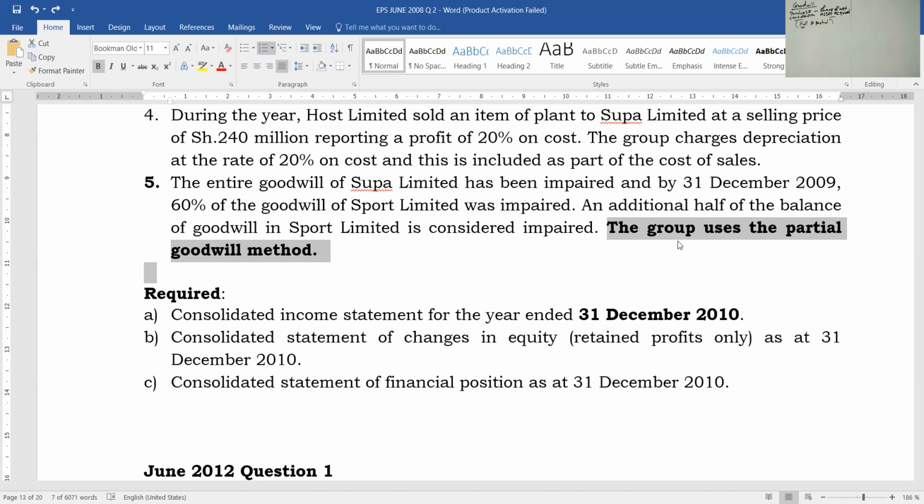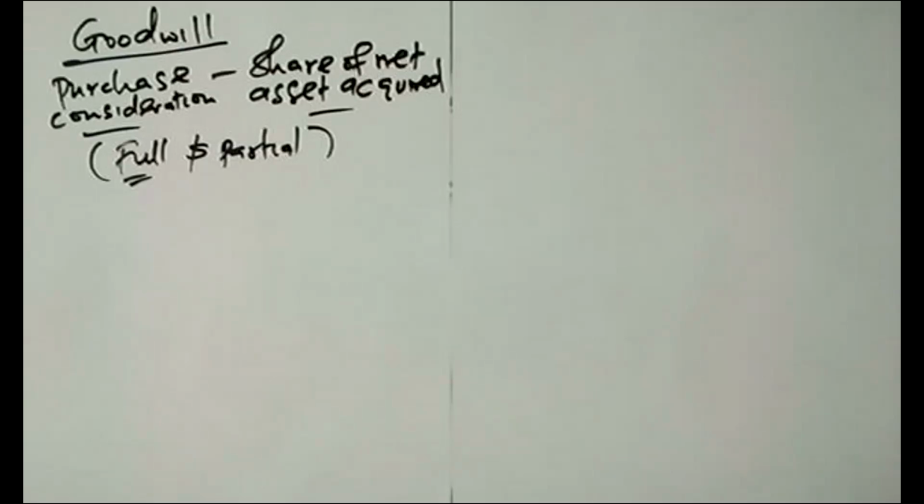So let us do both of them together. We can do the goodwill of these two entities together, because both of them just need a partial method.